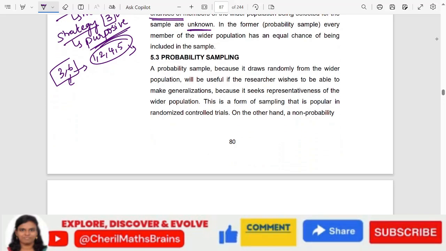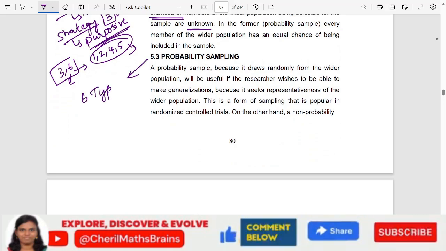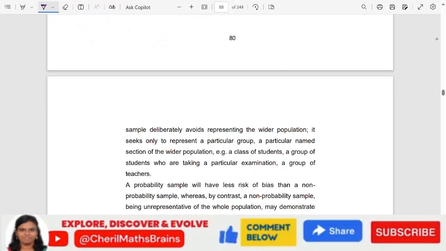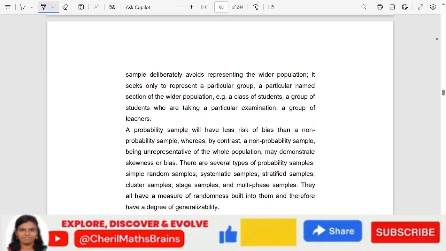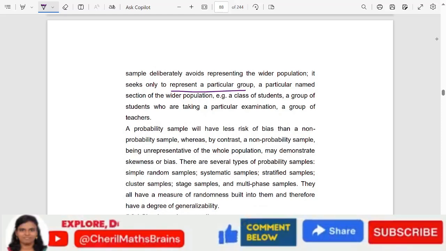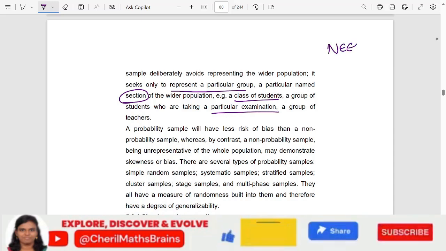Now getting into probability sampling. Probability sampling in itself has 6 types. There are 6 types of probability sampling. In probability sampling, you will see that the sample represents a wider group, a particular section of the wider population. For example, a class of students or a group of students, like taking only those who are going to appear for their NEET exam.